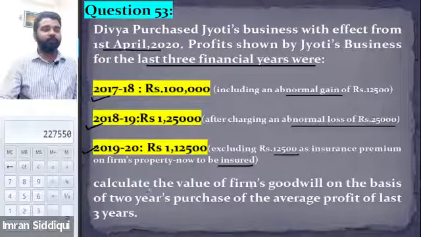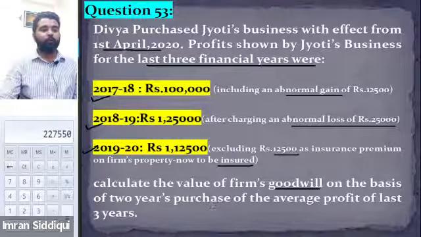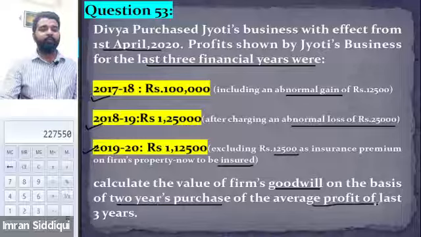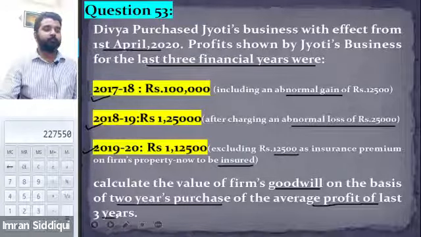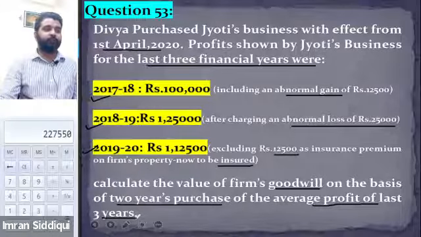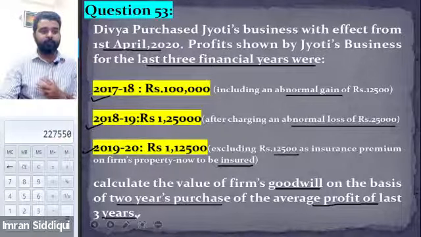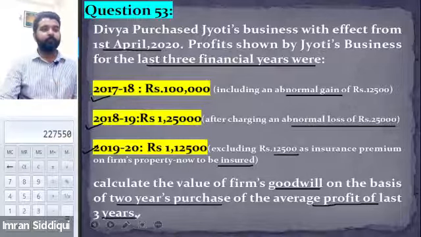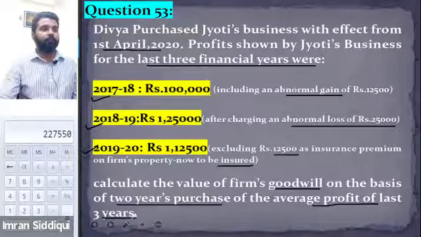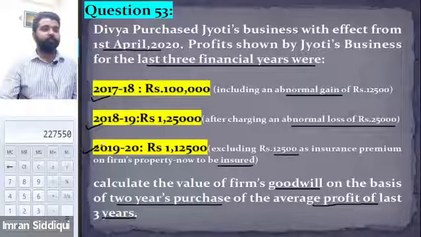Question is saying that you need to find out the firm's goodwill on the basis of 2 years purchase of the average profit of the last 3 years. Okay. So the question is pretty simple. We need to find out the goodwill of the business considering the average profit of 3 years based on 2-year purchase. But you will face a few difficulties while calculating the average profit. Okay. So let me just solve this question for you.